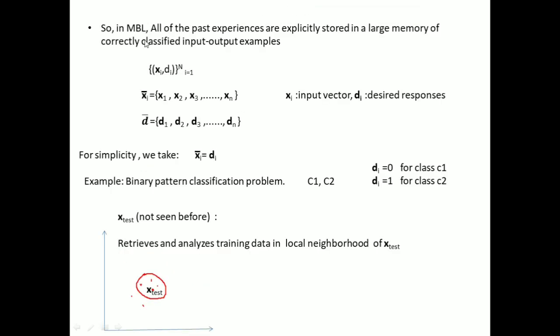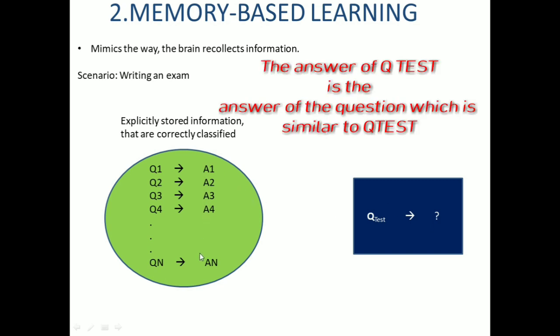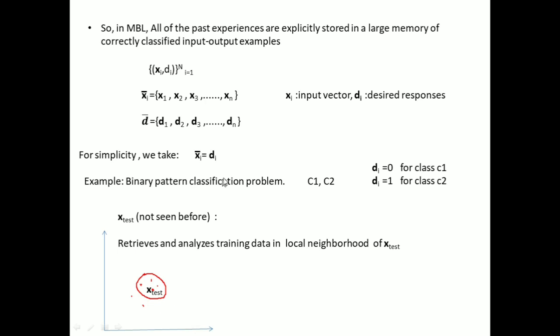In memory based learning, all of the past experiences are explicitly stored in a large memory, which has correctly classified input and output examples. Here, these are the correctly classified questions and answers which were explicitly stored in our brain. Whenever we get a question which we have not seen, we compare this question with the similar questions in our stored memory, and then we answer the question Q test with the answer which is similar to one of these answers. We will now see mathematically how memory based learning is done.